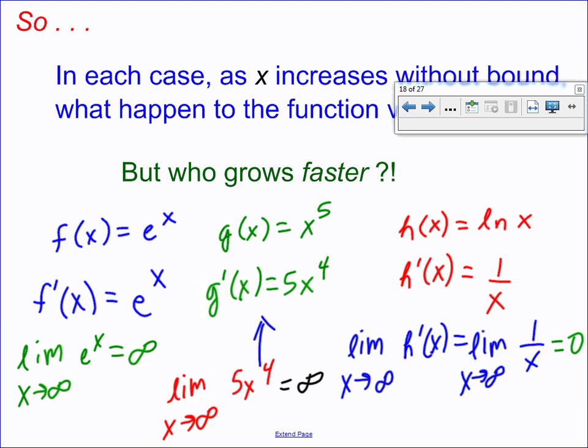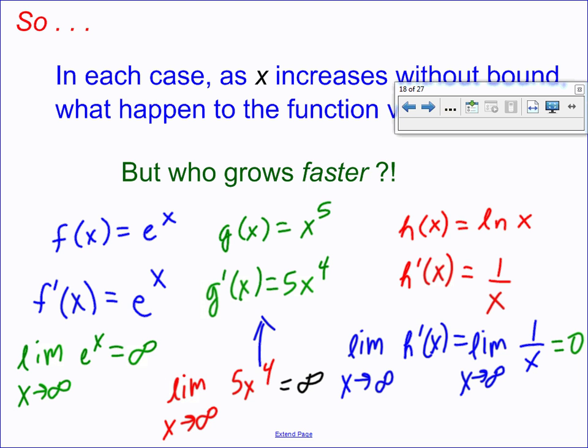Well, we could consider the rate of change in the growth rate by taking f double prime and g double prime. And when we did so, what would we get for f double prime? e to the x. And what would we get for g double prime? 20x to the third. And we'd still get infinity, and so on and so forth. But you would see a light at the end of the tunnel. If we were to continue to differentiate, we would eventually arrive at a constant, whereas this exponential would continue kicking out e to the x's, and so this would always stay infinite for its growth rate. This one would eventually level off if you consider the rates of change on the growth rates.